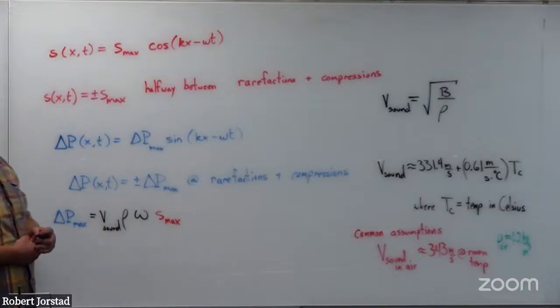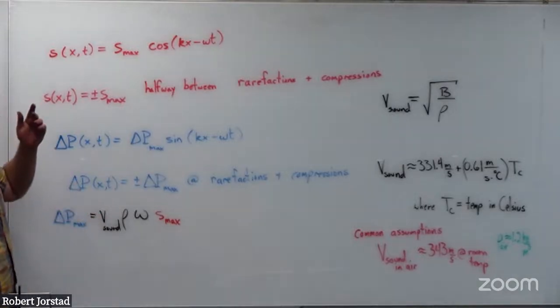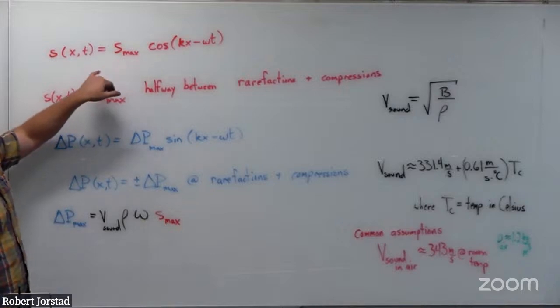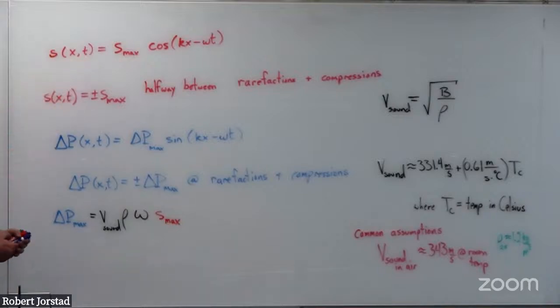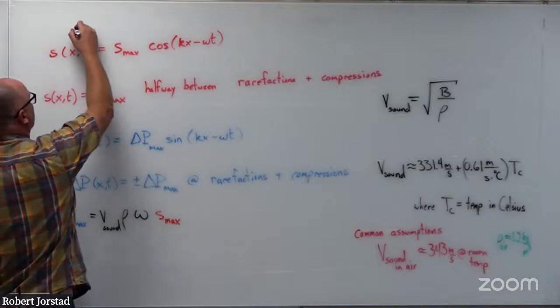So the equations that we're going to use in this book are going to be, this is the displacement as a function of position and time. And to be clear, we're kind of thinking about a sound wave in a pipe here.